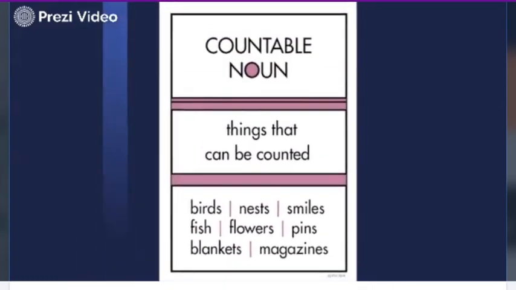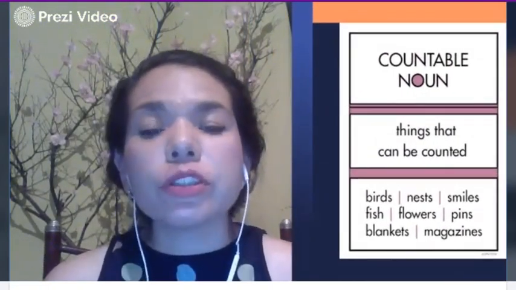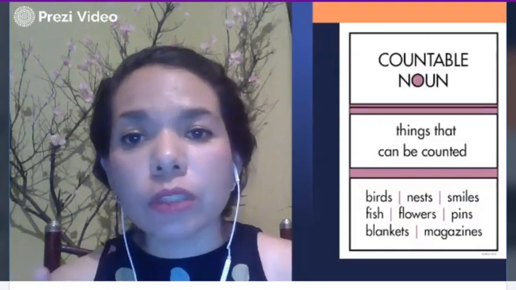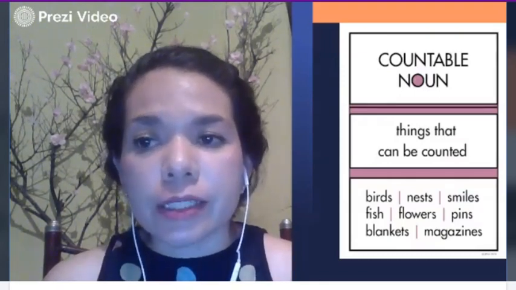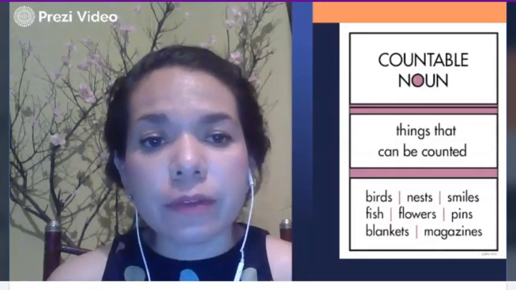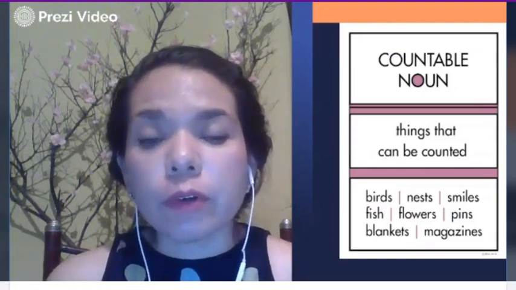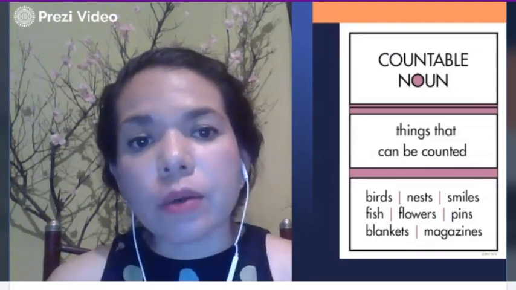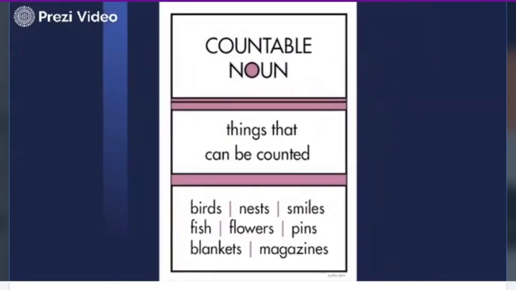Now, before we start with the definition of a countable noun, I want to tell you that there is more. The classification of nouns is very extensive, but today we're going to focus on two types of nouns according to the expressions of quantity. So we are going to start with the first one, that is a countable noun.